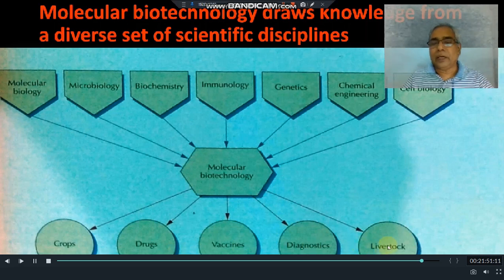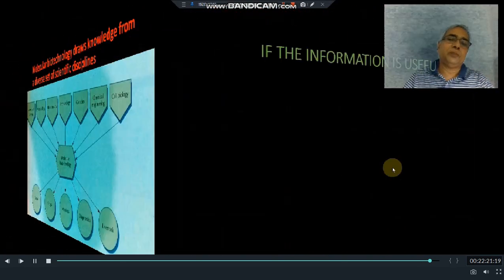Livestock means the animals which we rear for our benefit. So this technique which utilizes all this information, which is coming from various branches of molecular biology, microbiology, biochemistry, immunology, is used by a new field called molecular biotechnology for the improvement in crops, drugs, vaccine, diagnostics, and livestock. So friends, this is the explanation of these three terms.